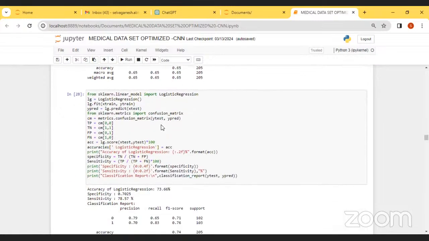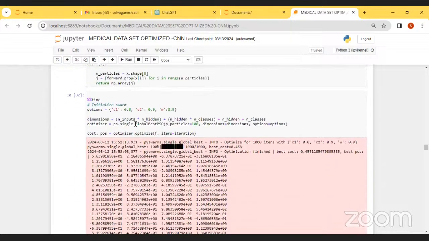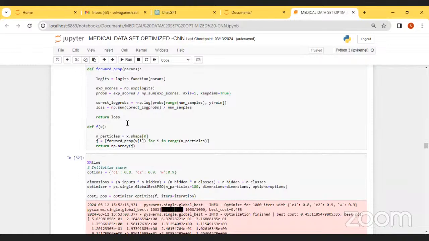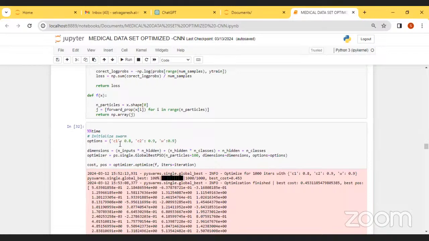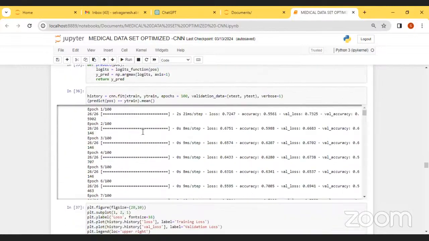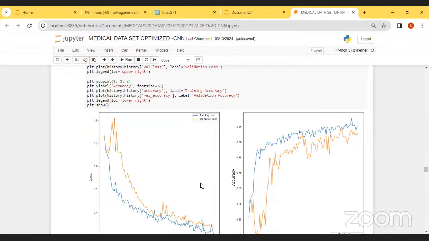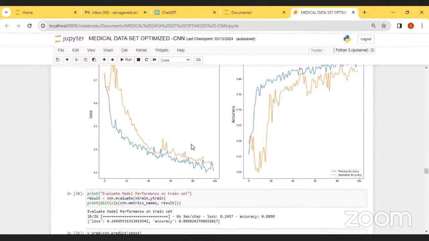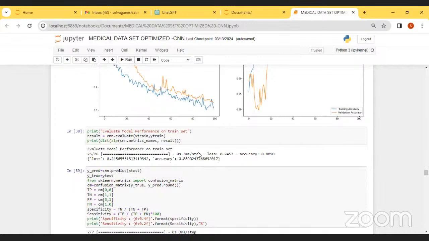Next I will introduce our system, PSO optimization. For filter extraction, I initialized particle swarm optimization with CNN. Using particle swarm optimization, through iteration it will selectively give the best value. That value is combined with the deep CNN, and it has better accuracy compared to KNN. The accuracy is 88%. So compared to KNN, it has better accuracy.